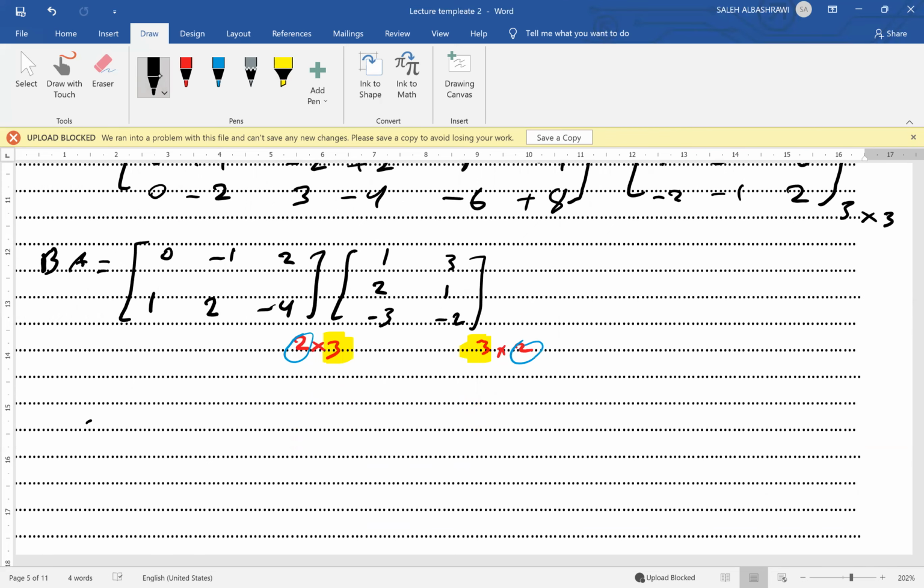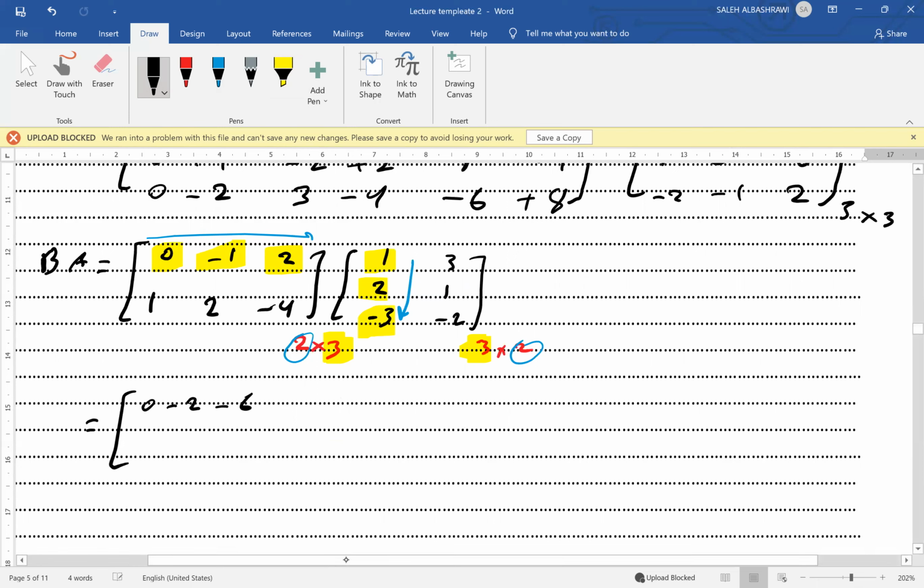Now let's do it. We'll take the first row with the first column first. 0 multiplied by 1 is equal to 0. Minus 1 times 2 is equal to minus 2. 2 with minus 3 is equal to minus 6. So this is the first row, first column.